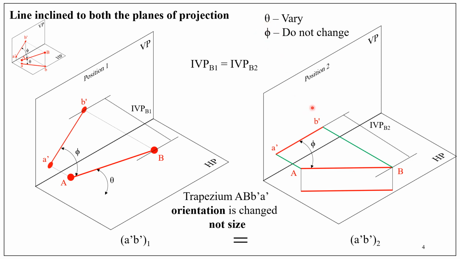So what is the inference? Whatever be the value of theta, the distance of the point in front of the vertical plane and the corresponding front view are equal, provided phi is unaltered, meaning the value of phi is equal to the value given in the problem statement.